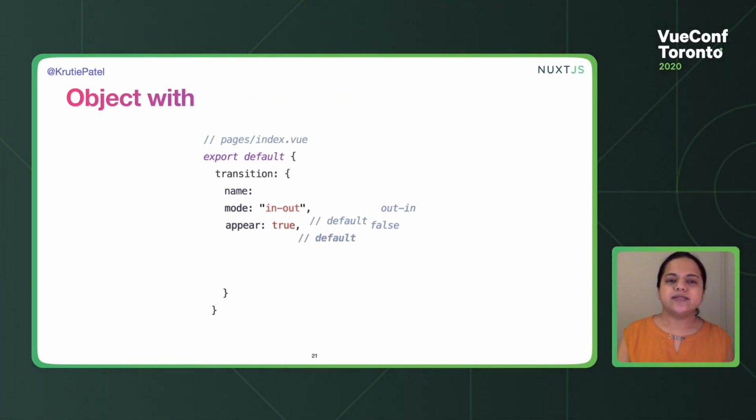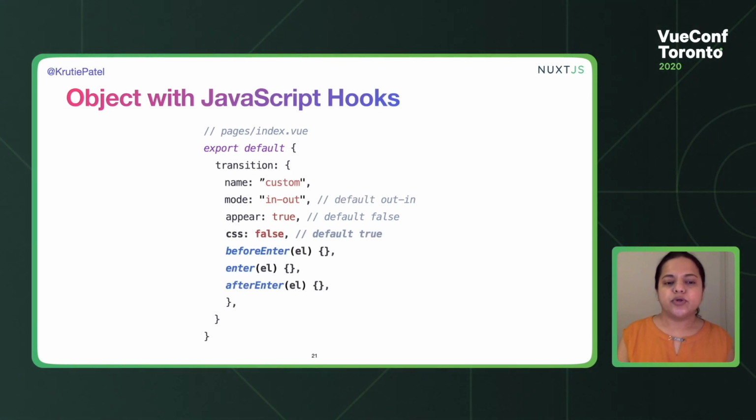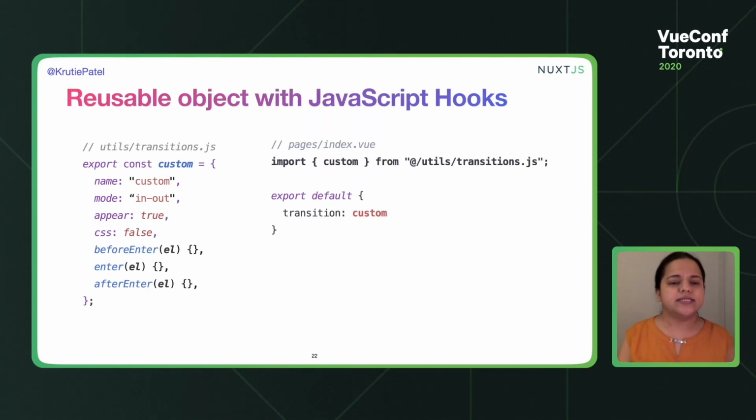We can also make custom transitions using JavaScript hooks, and when we use transition using JavaScript hooks, we should always make sure to set our CSS to false. That way we are telling the transition component to not look into global CSS for that transition. And at this stage, we may want to reuse this custom transition on multiple pages, but not globally. And that's when we can convert it into a reusable transition object and import it on only required pages.